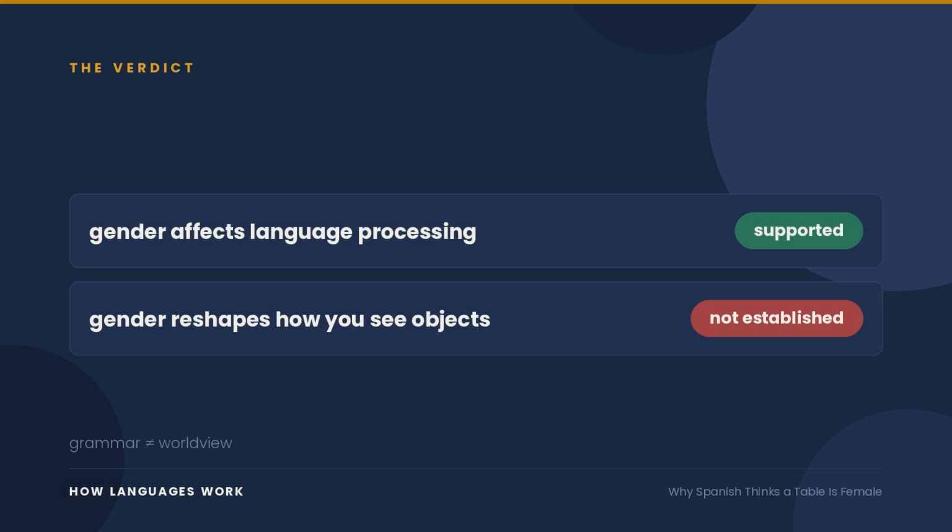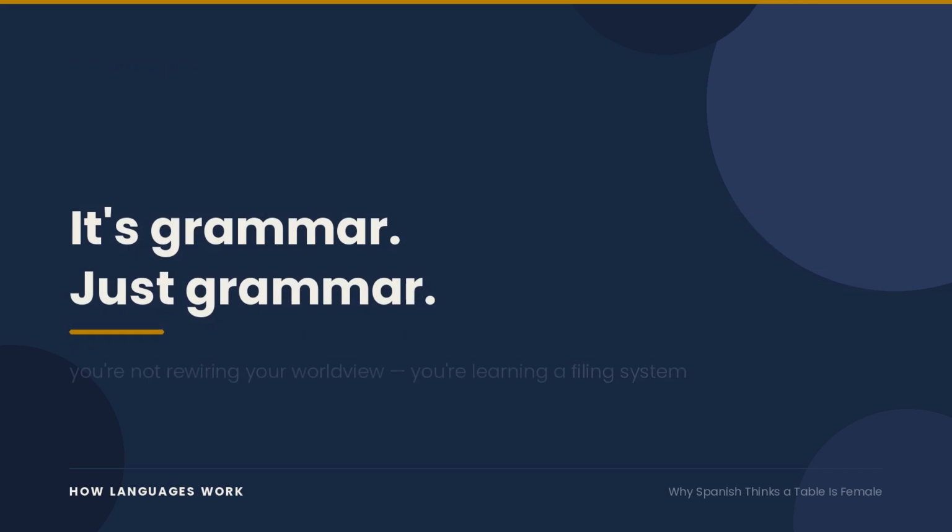Gender does affect how you process language in real time. That part holds up. But "your grammar secretly makes bridges feminine in your mind" is not established science. It means you are not rewiring your soul when you learn el and ella. You are learning grammar, just grammar.